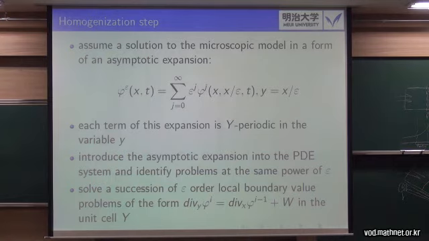And one possible way for us to do this is to assume that the solution of the microscopic model is in this form, in the form of an asymptotic expansion, where we represent the solution as depending on the microscale variable through the small scale parameter epsilon. Each term of this expansion, we assume to be periodic in the variable y. And since we now have y and x variables, that means we have a kind of two scales in the system.